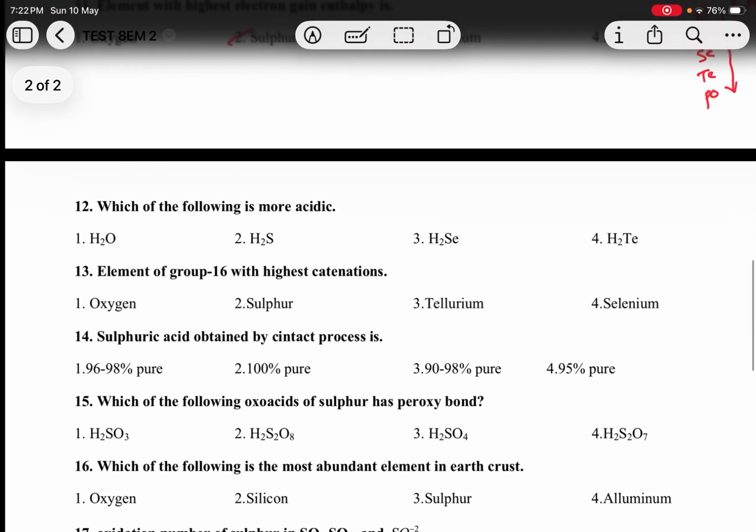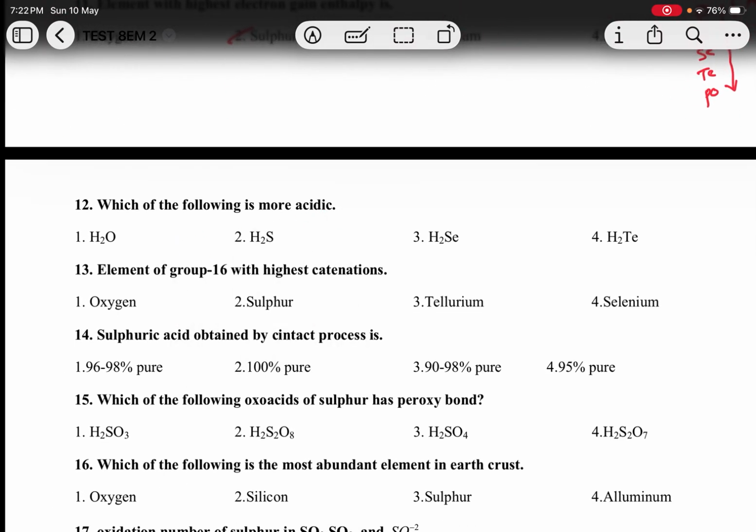Next, which of the following is more acidic? Here hydrides of group 16 elements are present: H2O, H2S, H2Se, H2Te. In a group from top to bottom, in the case of hydrides, the acidic nature increases. So this is the more acidic, this is the less acidic. So the more acidic compound is H2Te.